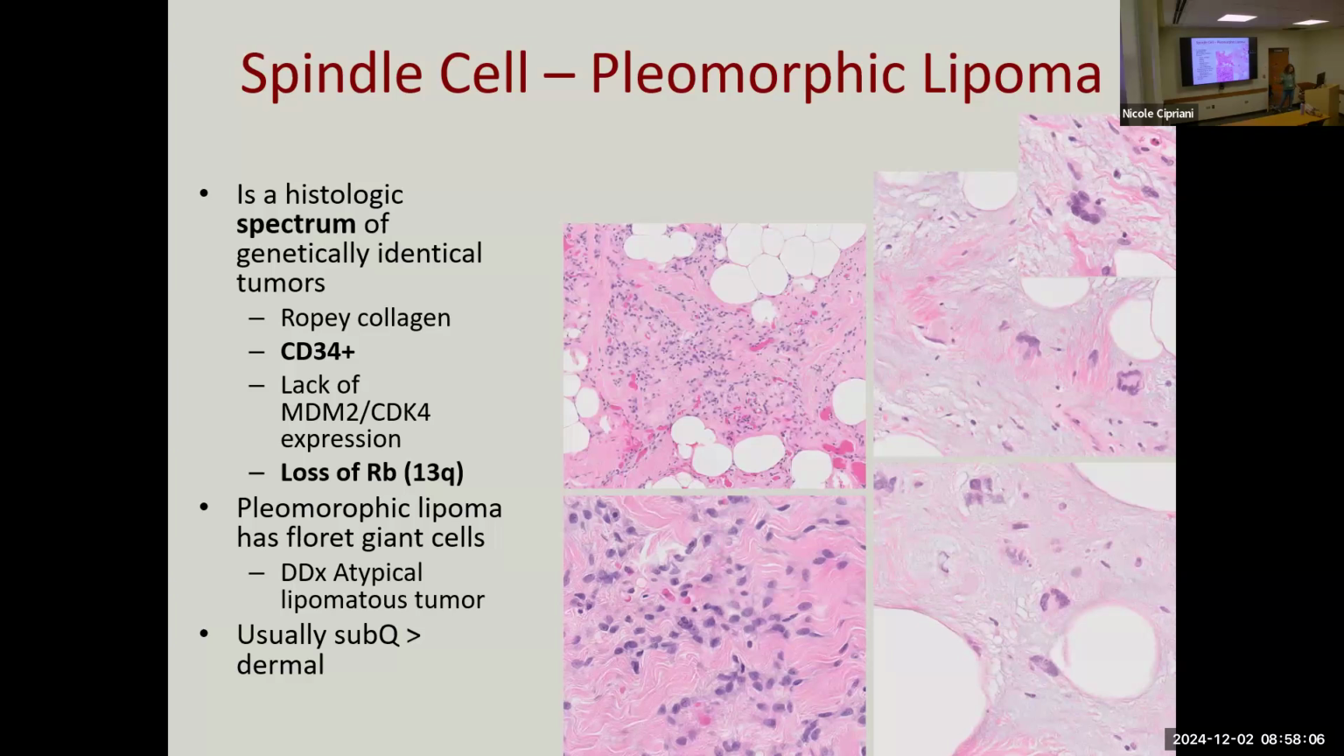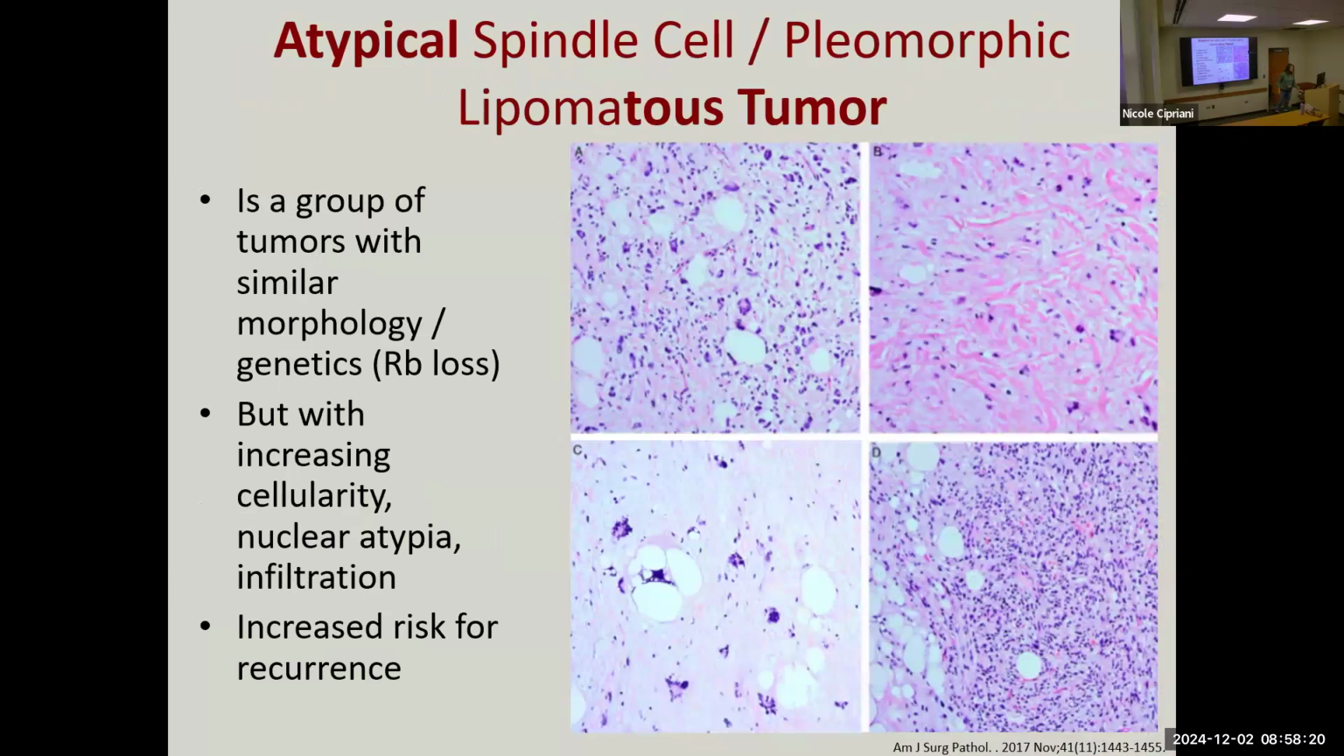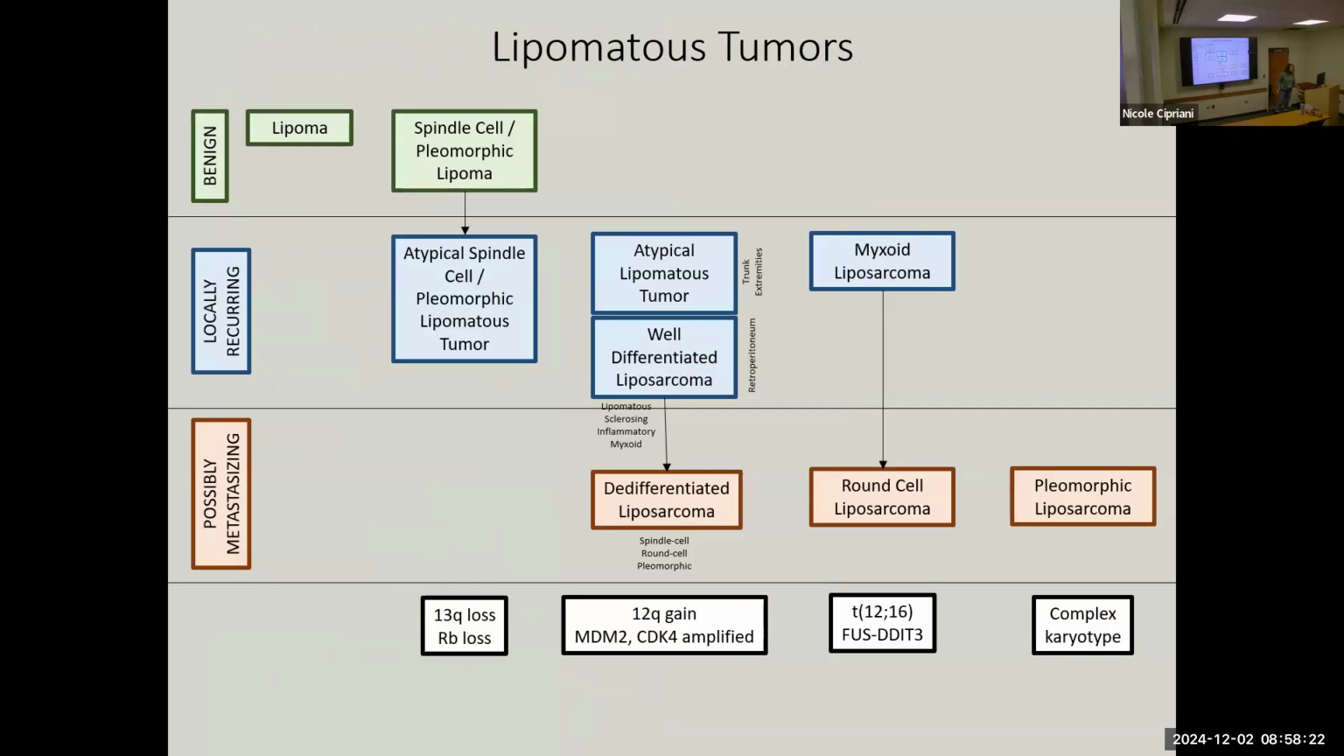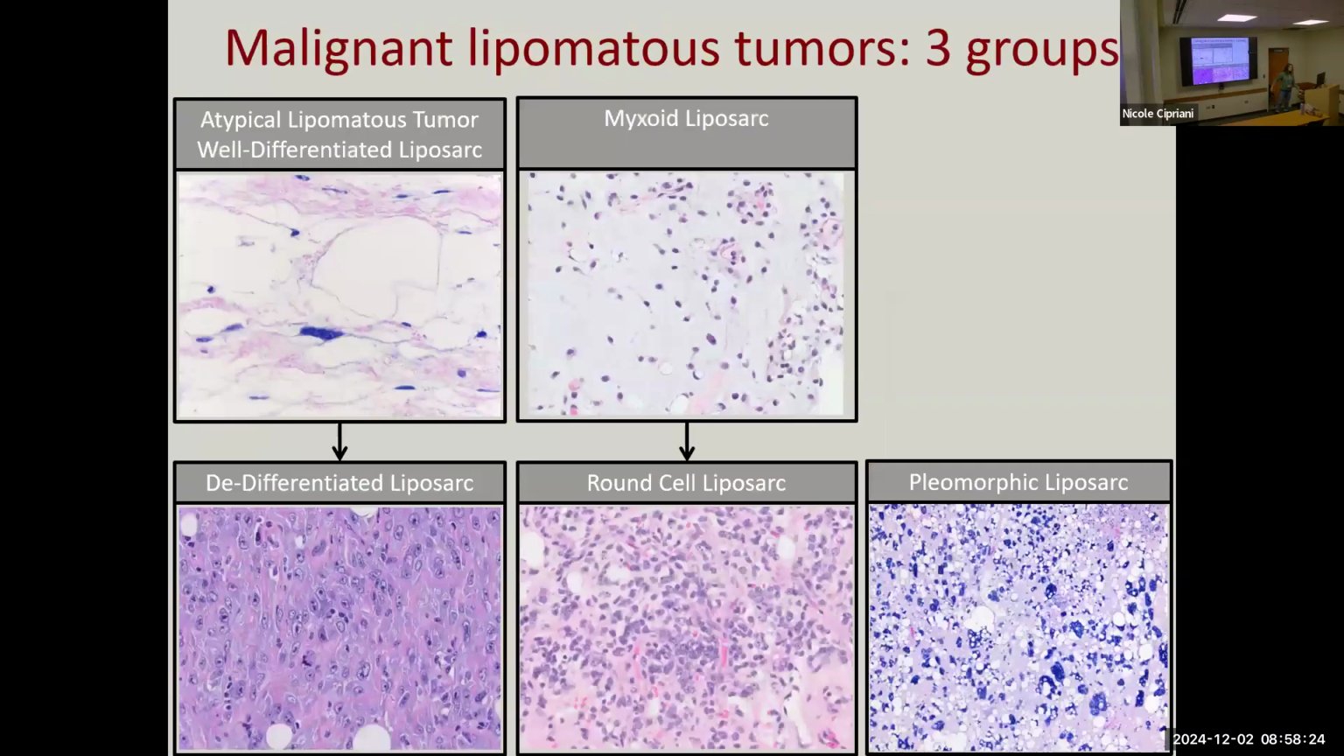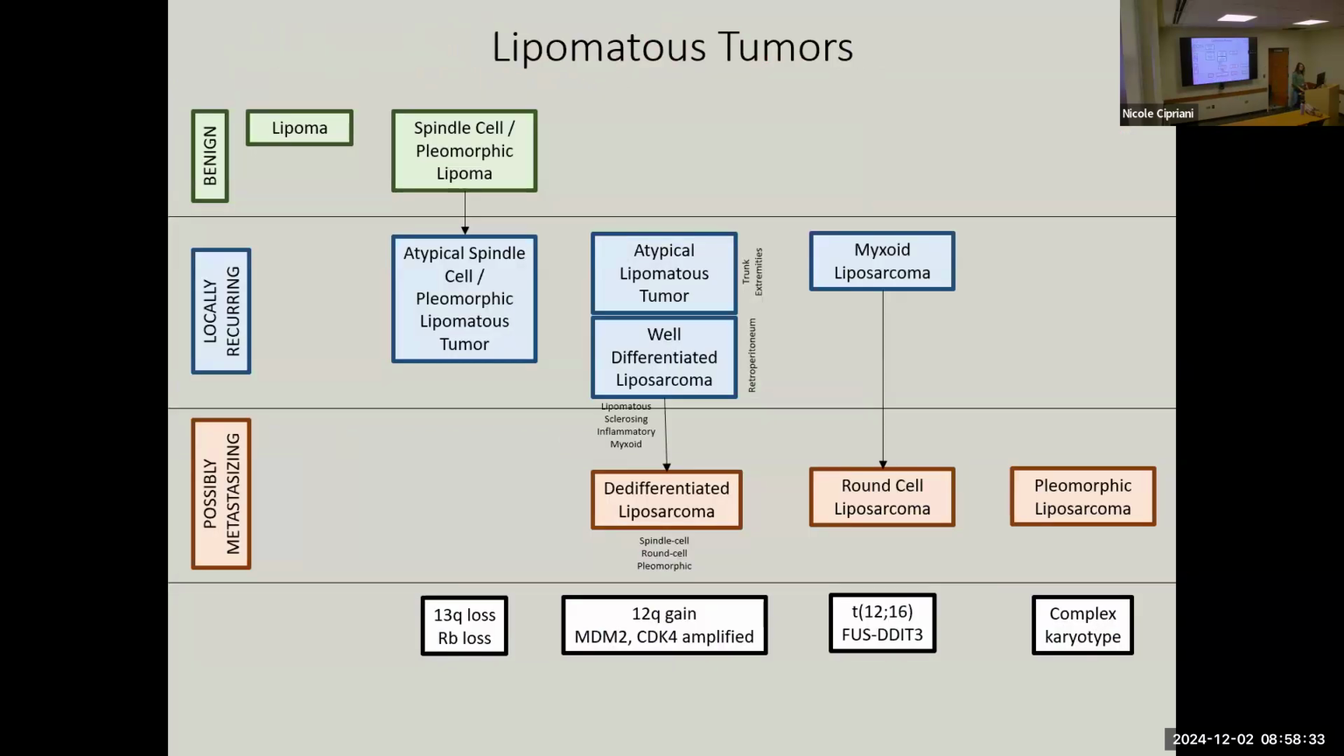What it does not have is hyperchromatic, angulated nuclei. They're vesicular, pale nuclei with smooth contours, as opposed to your atypical lipomatous tumor, which has dark nuclei and angulated borders. So when we think about the fatty tumors, it's like, are they benign?